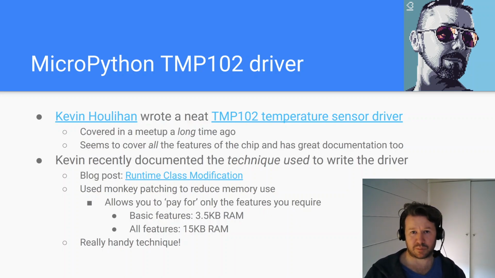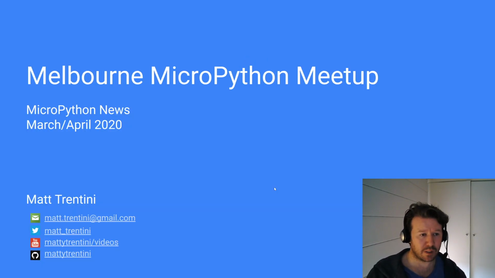Like if you just want to get the information out of the chip, then that's easy. You do like import TMP102.basic or whatever. But if you want some of the more advanced features where the chip can do things like raise an interrupt when it gets out of range, or raise an interrupt when it's being shaken, all those kinds of stuff, they're written in other modules that get monkey patched into the same driver. So they only use more memory if you need the extra features. So I thought that was a really neat sort of technique. And he's written up how to do it.